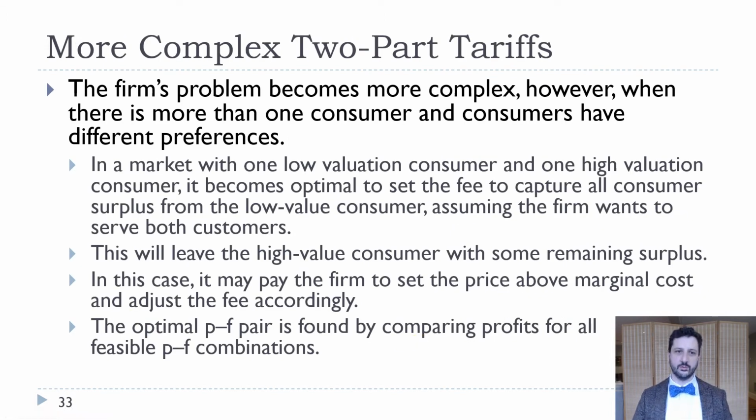So when consumers do have different preferences, it becomes a more complex question. We can think about a low value consumer and a high value consumer. And in this case, you're going to have a setup so that probably the high value consumer is going to have some remaining surplus, right? So you can suck out all the surplus from the low value consumer, but not the high value consumer. And you kind of have to compare all of the price and fee combinations to find what the optimal one is.